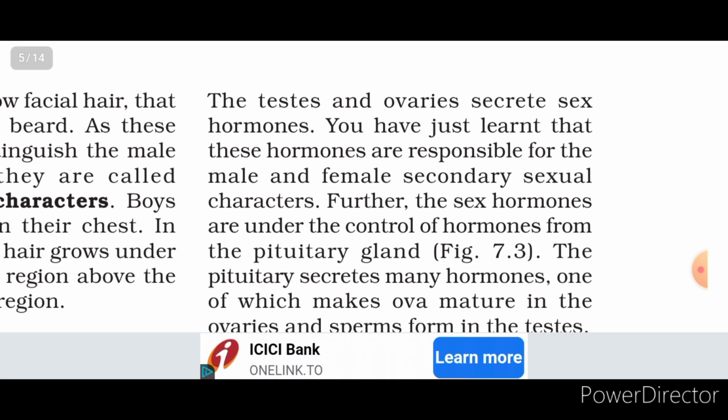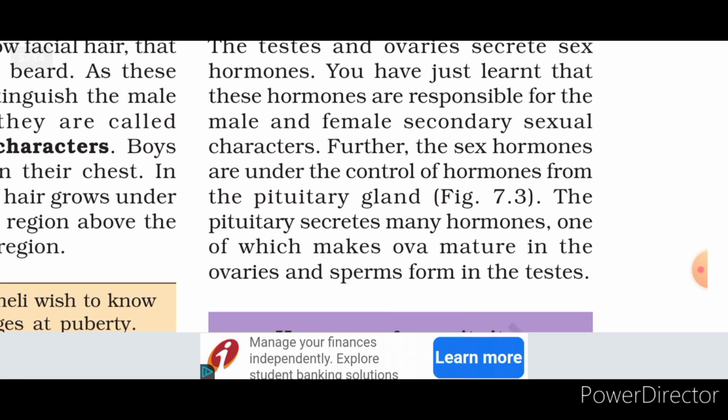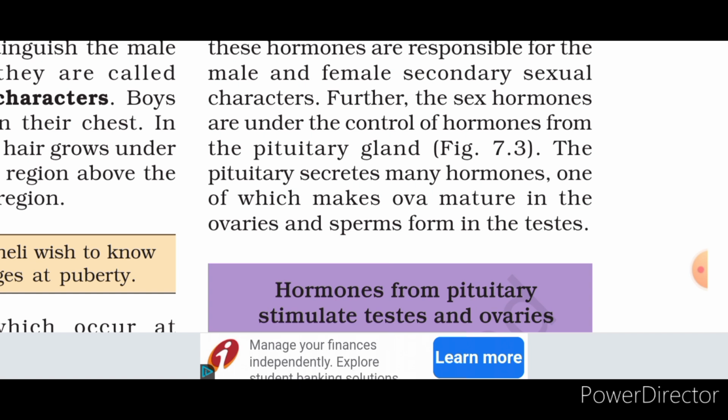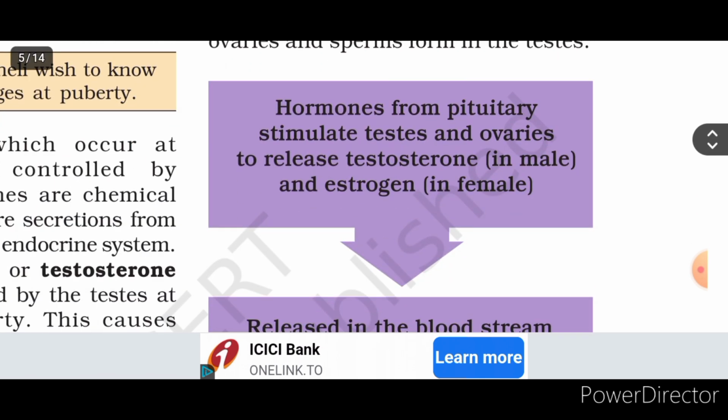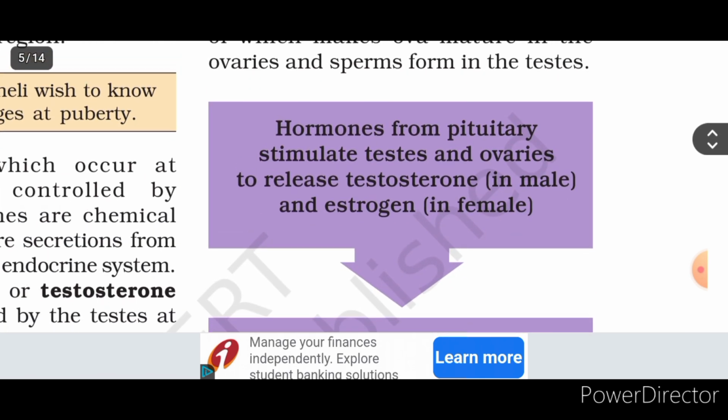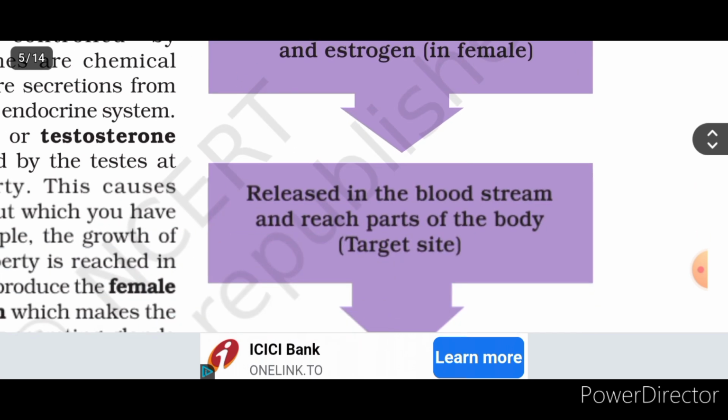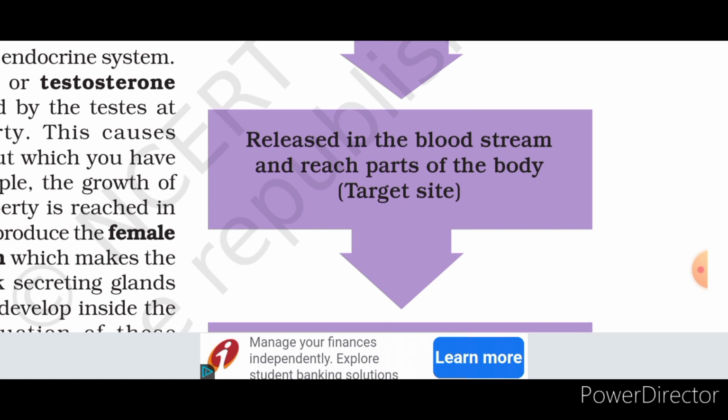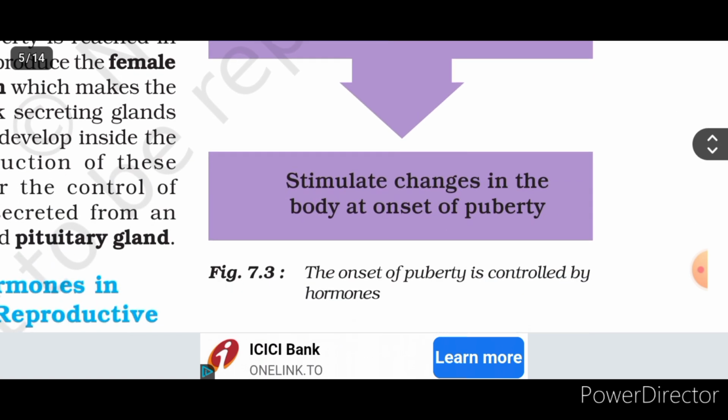The testes and ovaries secrete sex hormones. You have just learned that these hormones are responsible for the male and female secondary sexual characters. Further, the sex hormones are under the control of hormones from the pituitary gland. The pituitary secretes many hormones, which make ova mature in the ovaries and sperms in the testes. Hormones from the pituitary stimulate testes and ovaries to release testosterone in males and estrogen in females, released in the bloodstream to reach parts of the body, the target sites, and stimulate changes in the body at the onset of puberty.